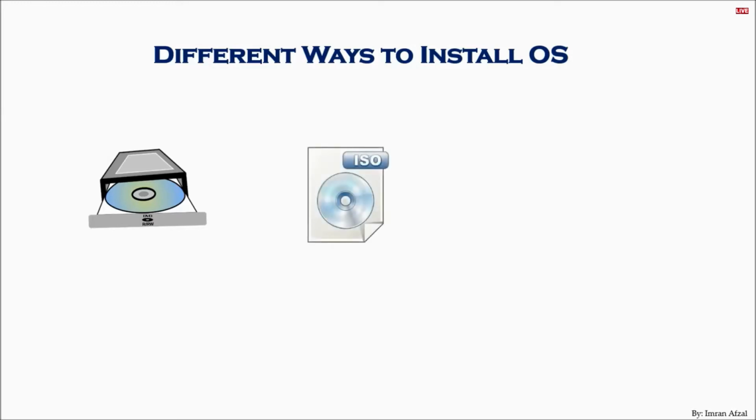The second way is through the ISO image. You actually download the image from the vendor website. Let's say if you are installing Red Hat, CentOS, Windows, you go to the Red Hat website or you go to the Microsoft website, you download the ISO image, you attach that ISO image to the virtual disk of your computer.